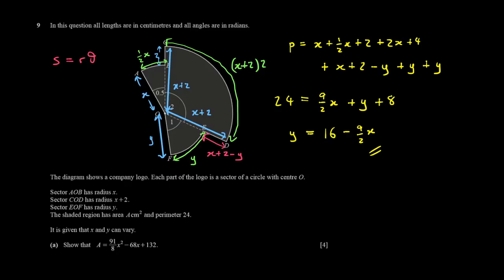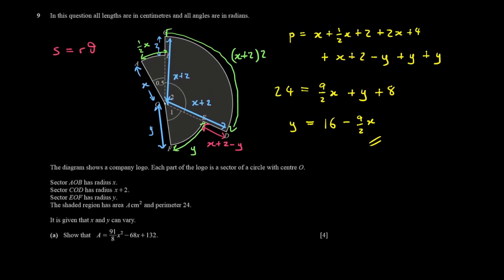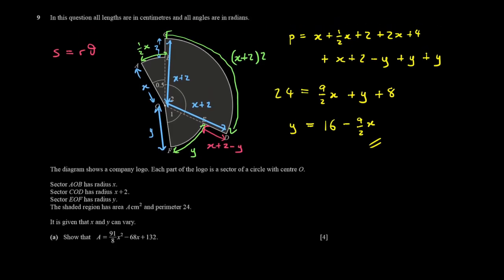Now the question is, we want to show that the area is equal to this function here. Okay, well then, how do we get the area of a sector? Well, we need to know the other formula. The area of the sector formula is A is equal to a half r squared theta, again, where theta is in radians. So this sector here is going to be a half of x squared times this angle, 0.5, this sector here is going to be a half of x plus 2 squared times the angle, which is 2. And this sector here is going to be a half of y squared times the angle, which is 1.